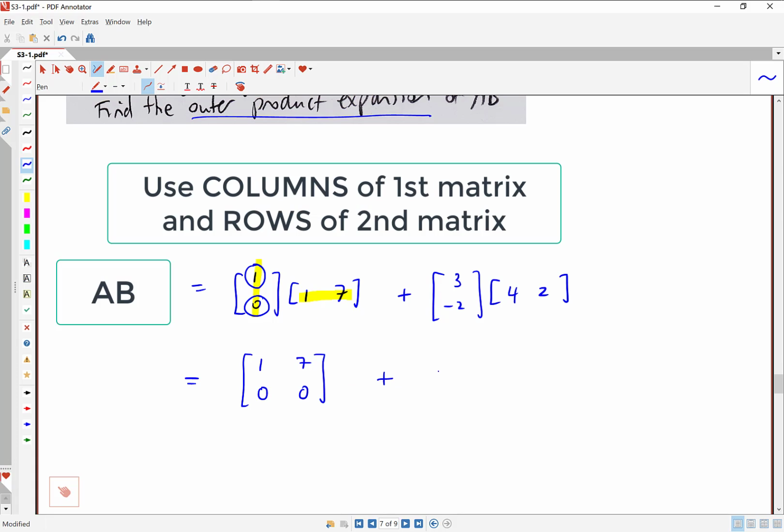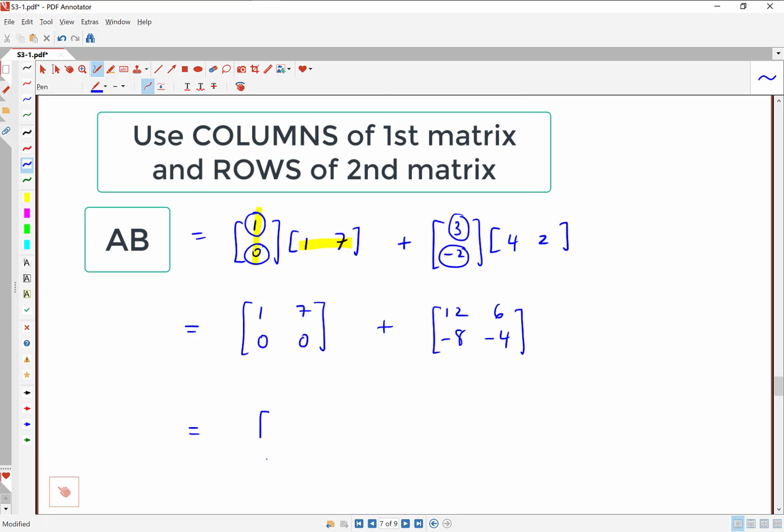Okay, and then we're going to do the same thing over here. Again, we're going to have a 2 by 2 matrix. So multiply the 3 with that vector, you get 12, 6. Multiply the -2 with that vector, you get -8, -4. And then we sum the result. So 13, 13, -8, -4.